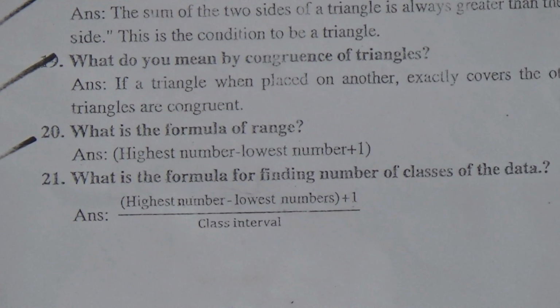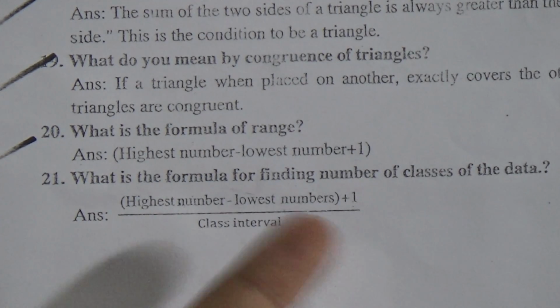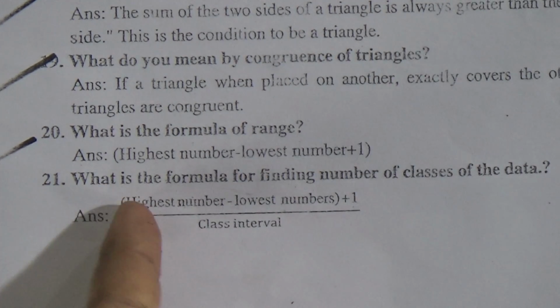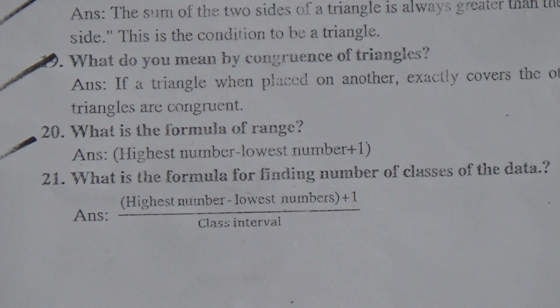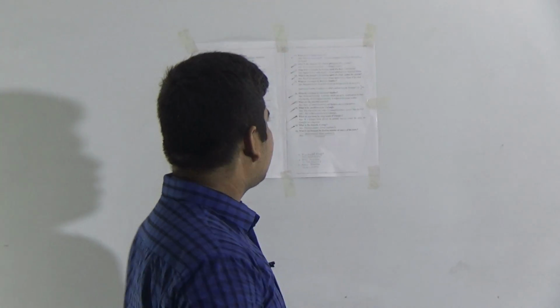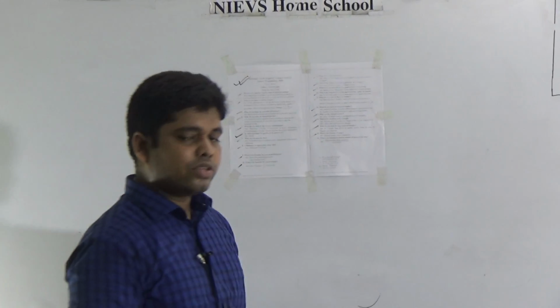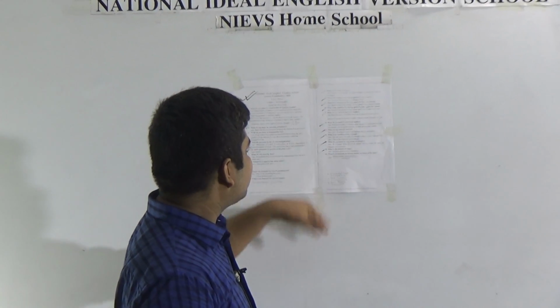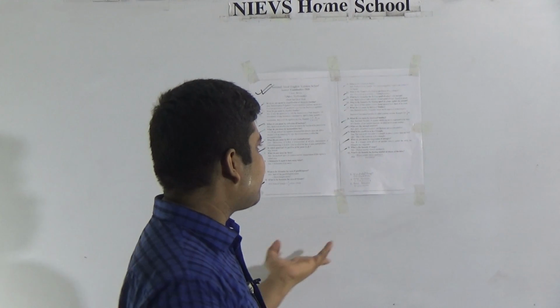I hope you have understood. I repeat, if you tell me range divided by class interval, it will also be okay, because highest number minus lowest number plus 1 is the formula of range. I hope you have understood, my dear student. This is our today's oral sheet and you must memorize this very carefully. Practice more and more times, then it will be easier for you and you can easily solve the questions. And you must not only memorize but also understand by example.